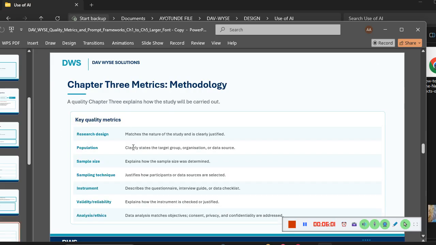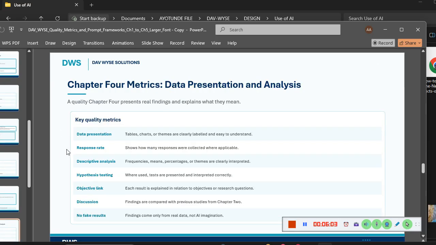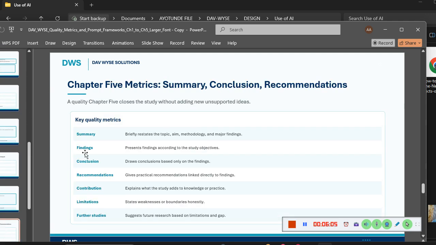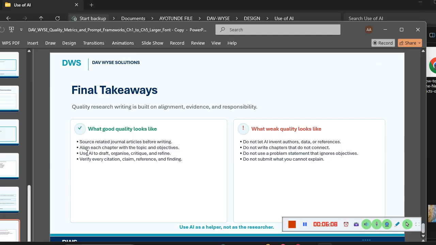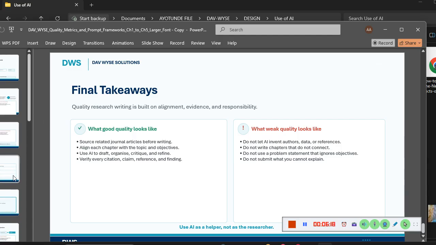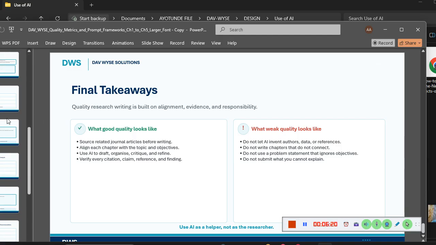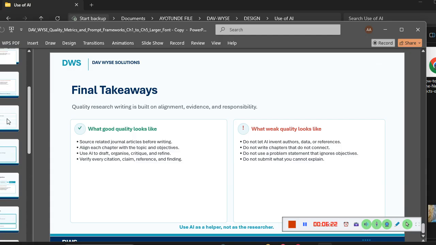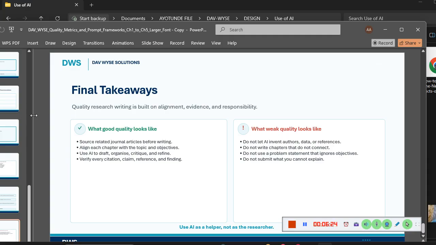Then you have chapter 3. Then you have your chapter 4. And you have your chapter 5, which will take the roundup of the whole project. So in the next chapter, we are going to be looking at how they are all connected to each other, how to source for journals. We are going to start with an example of doing a chapter 1, and then we subsequently look into chapters 2 and 3.